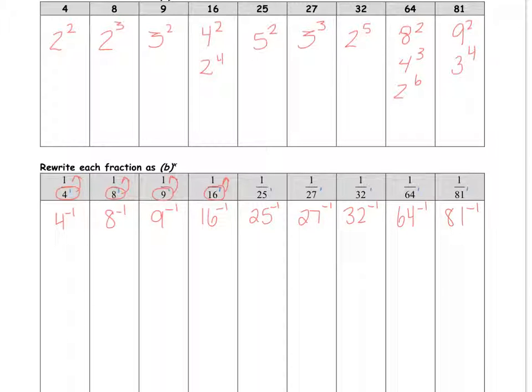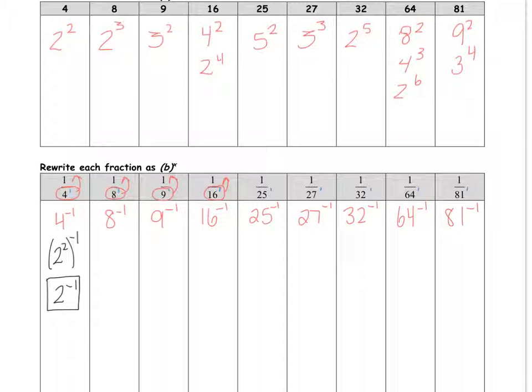So now you can rewrite these bases just like you did before, where 4 is the same thing as saying 2 squared, and you want to raise that to the negative 1 power. So all I did was rewrite the 4 as 2 squared, and I'm raising it to the negative 1. So this 1/4 is the same thing as 2 to the negative 2. How did I get that? Because I multiplied the 2 times the negative 1. When I raise a power to a power, I multiply.